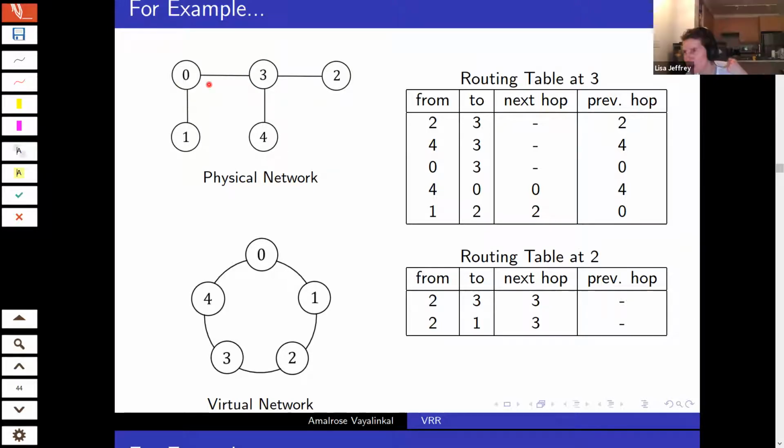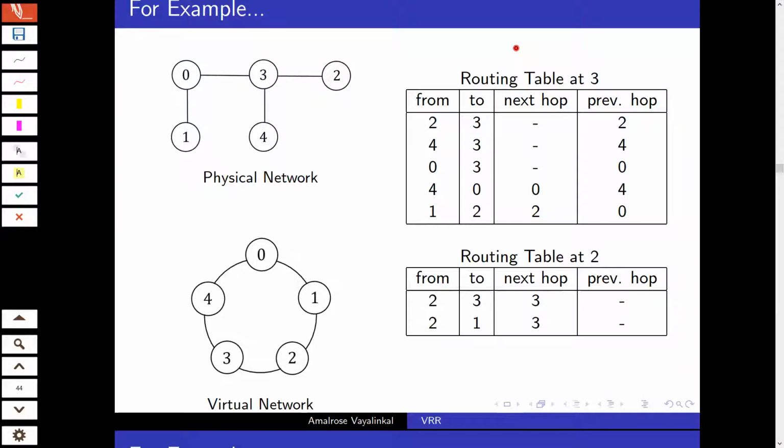There's actually a question in the chat from Shijia Yu. I was just wondering, for the virtual network, right here you have lined it up 0, 1, 2, 3, 4. Does it matter which order you put it in? Yeah. So you're pairing it up sequentially because you want to have the next largest identifier nearby.